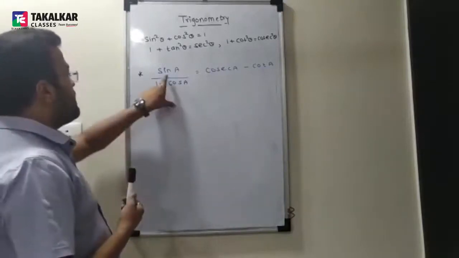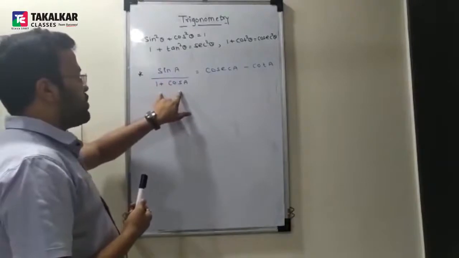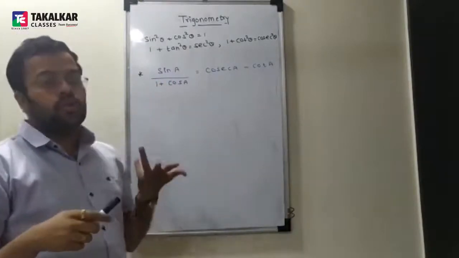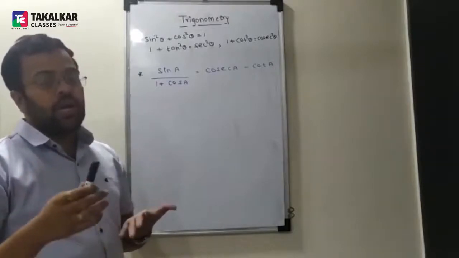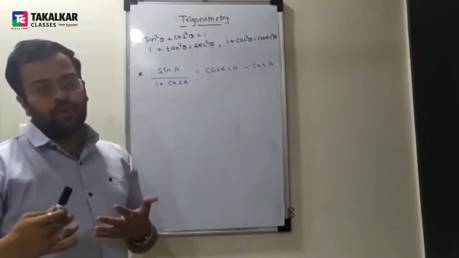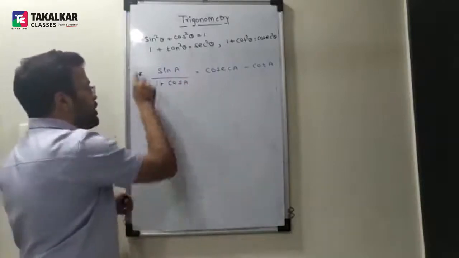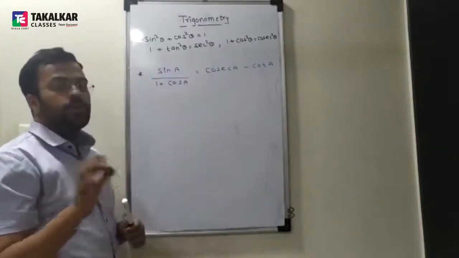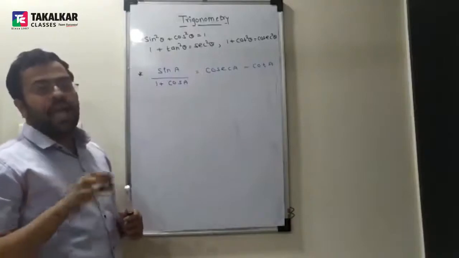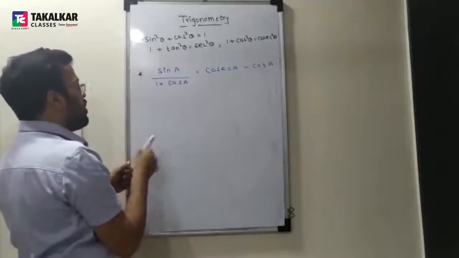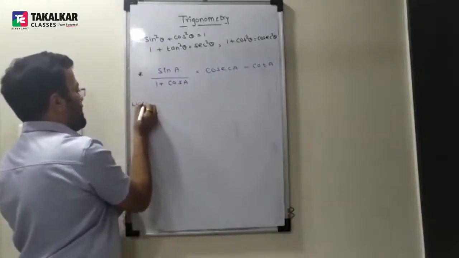What is there in this type? Sin A upon 1 plus cos A. There is no square, nothing. If there is no square, you cannot use the identity. You don't have 1 upon anything, so you can't use the opposite pair. So whenever you come across this type, you have to do rationalization, and 99% you will get something in terms of sin and cos.